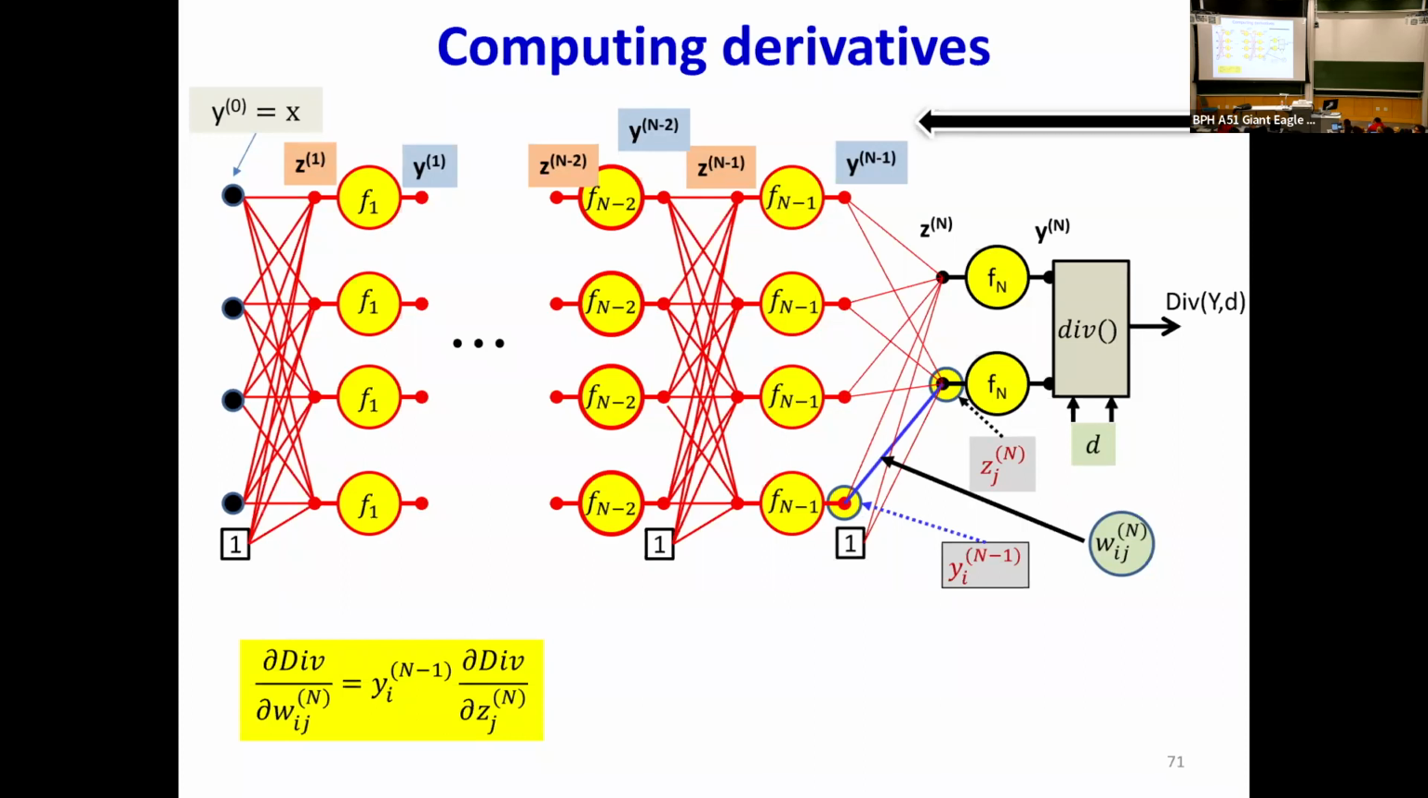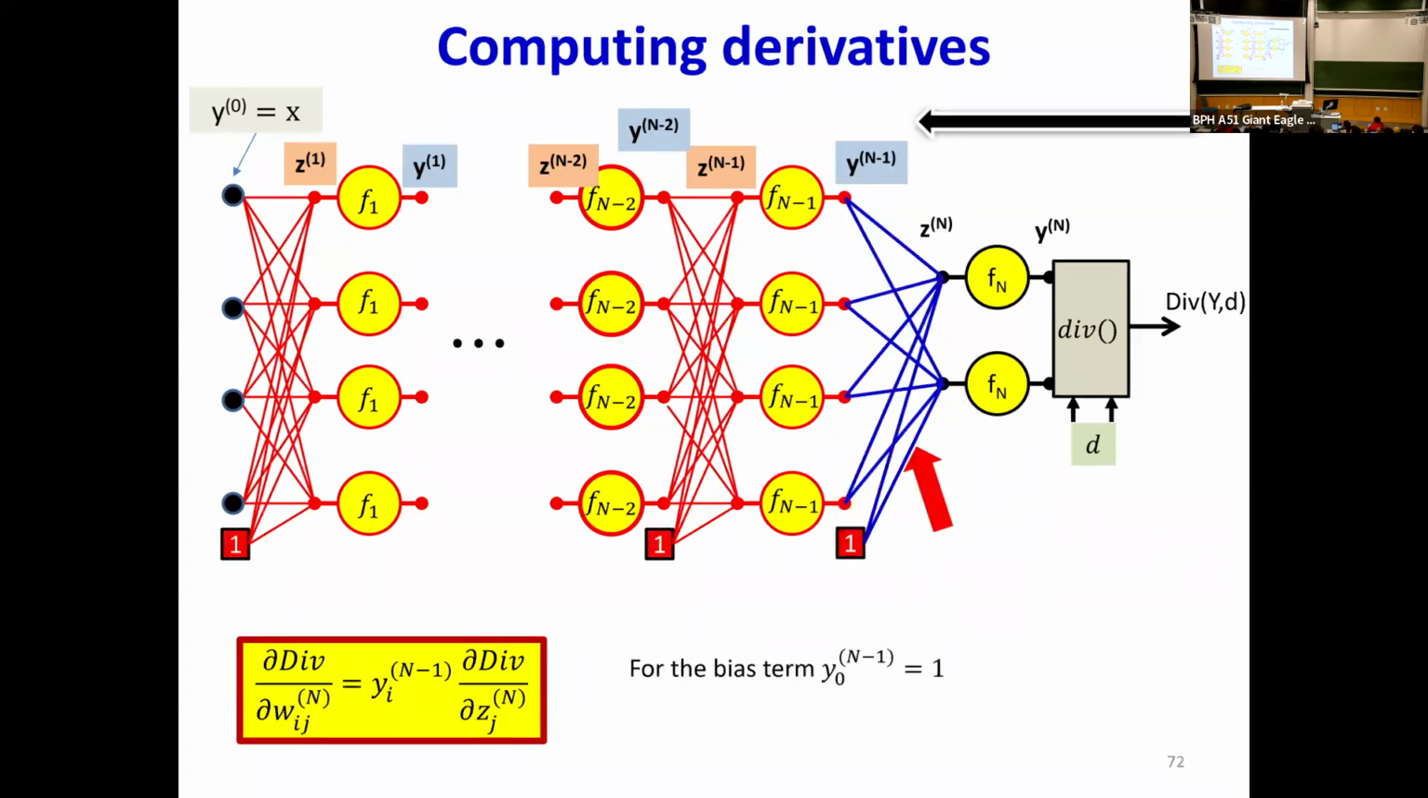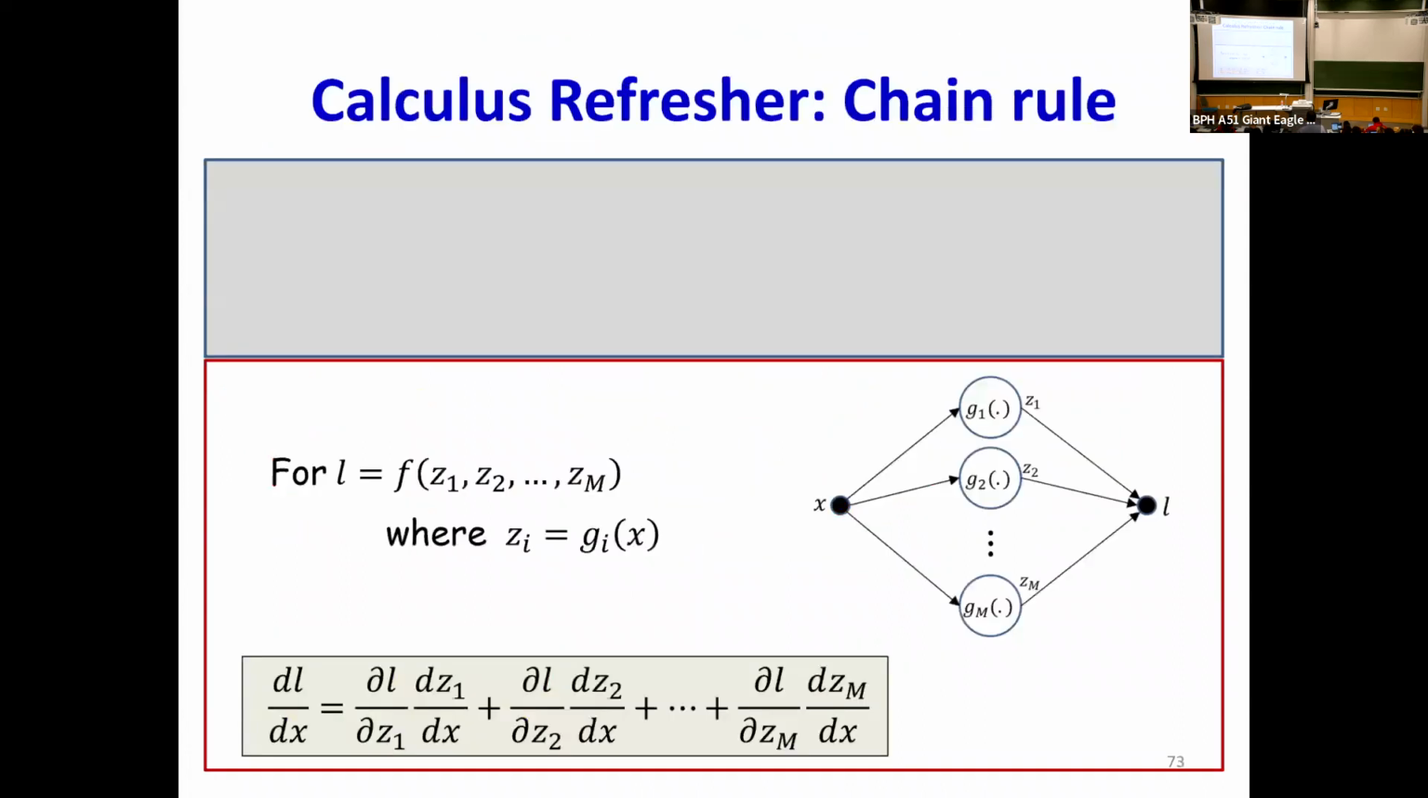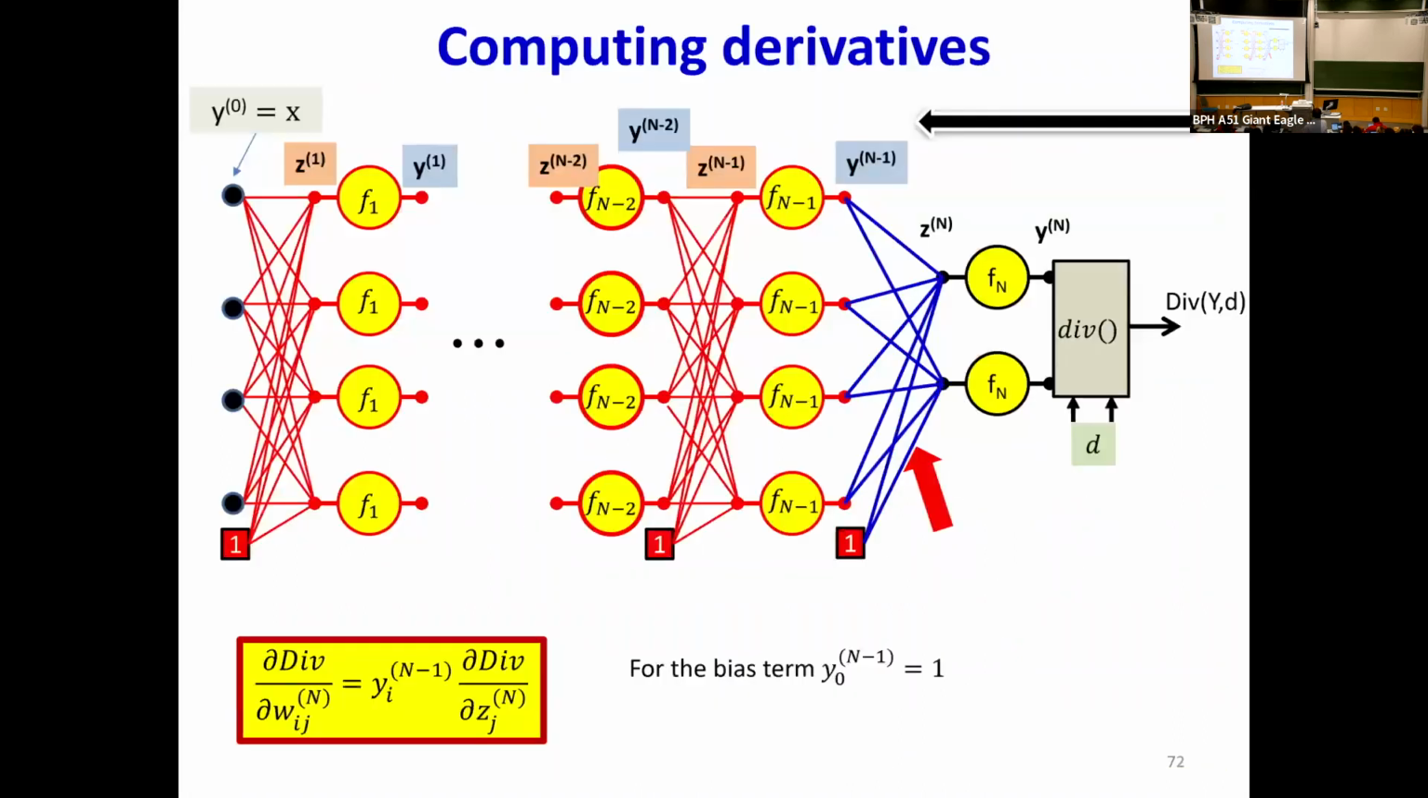So pay attention. Now, we can compute the derivative of the divergence with respect to all of these weights. And next thing, we're going to compute the derivative of the divergence with respect to these y's, right? And now for these y's, I can draw the influence diagram like so.